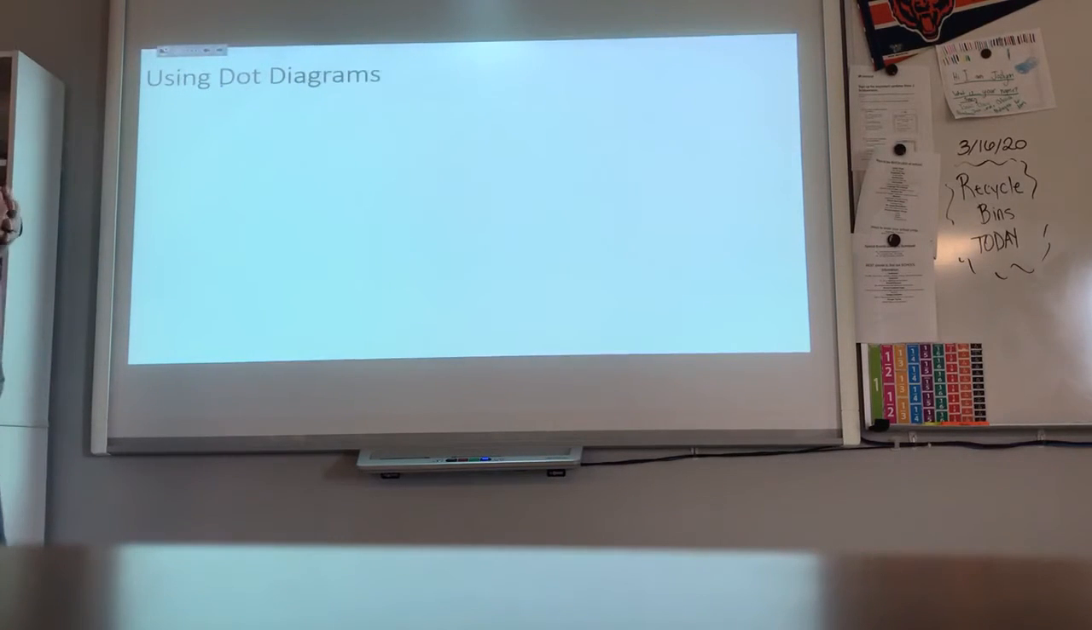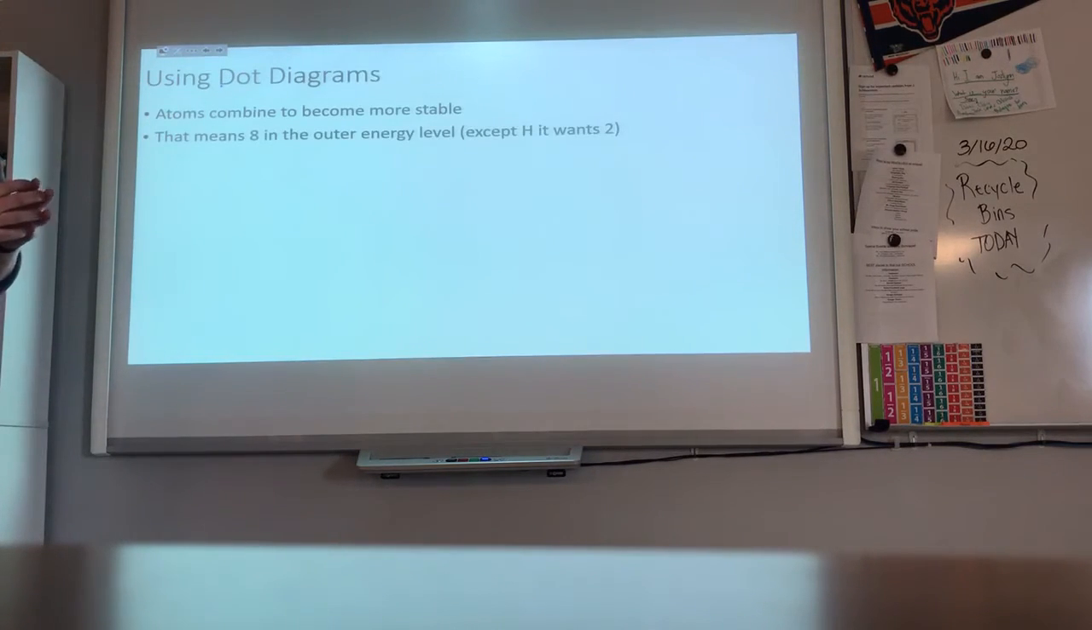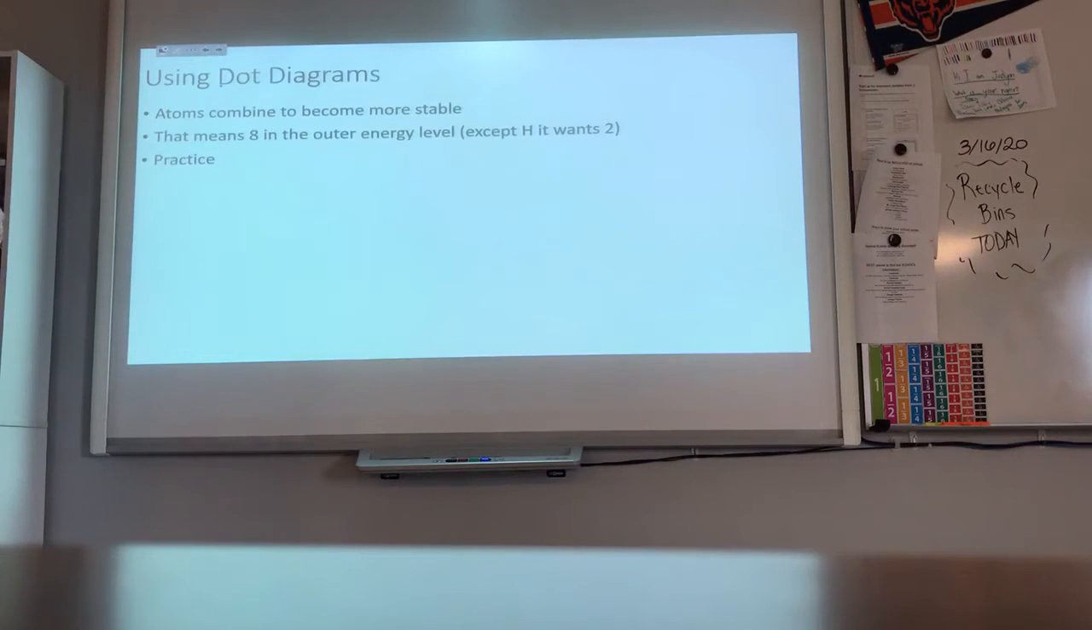Now, using the dot diagram, atoms combine to become more stable. That's why they do it. That means 8 in the outer energy level, except hydrogen, which wants 2. The practice that I have for you today is we're going to look at their electron dot diagram.